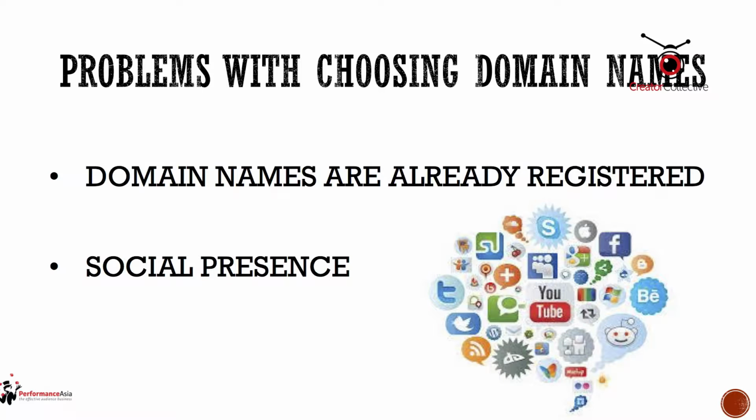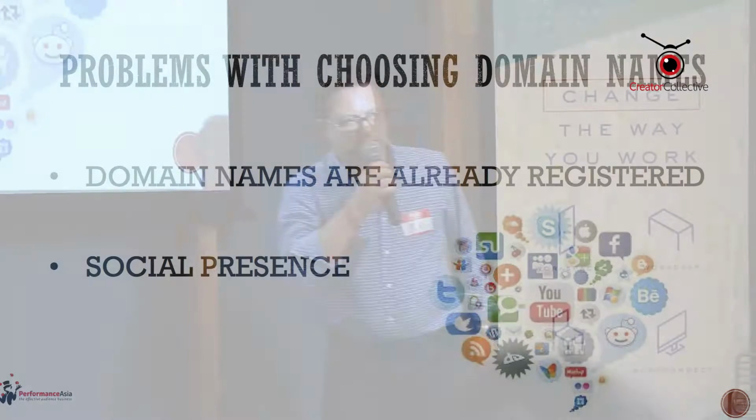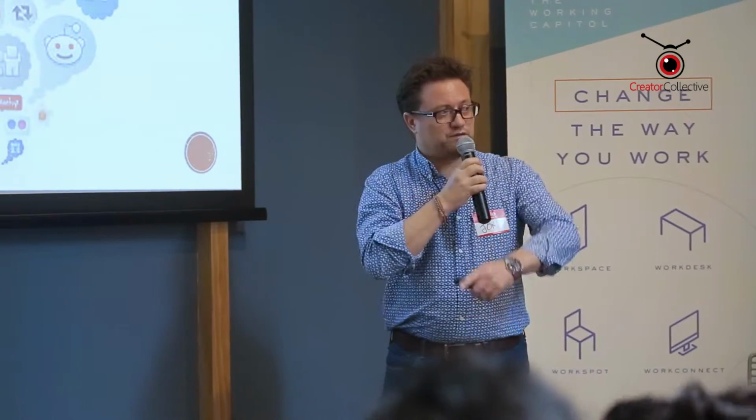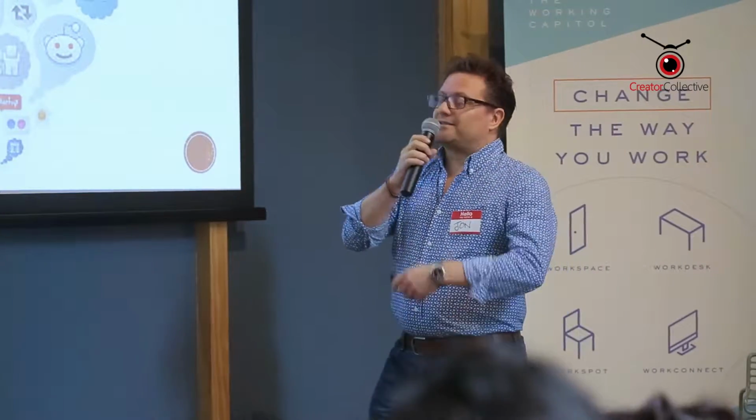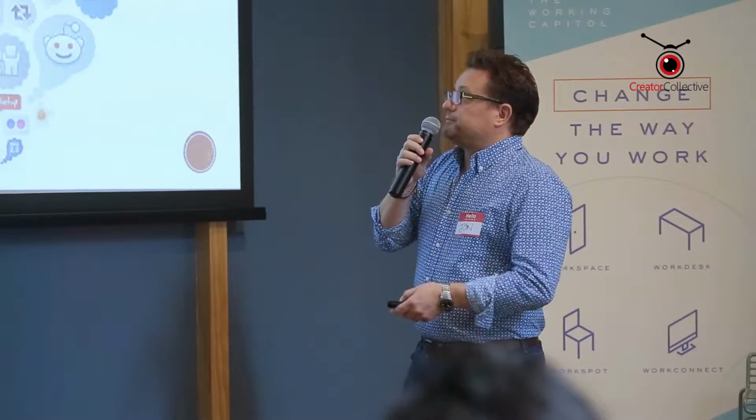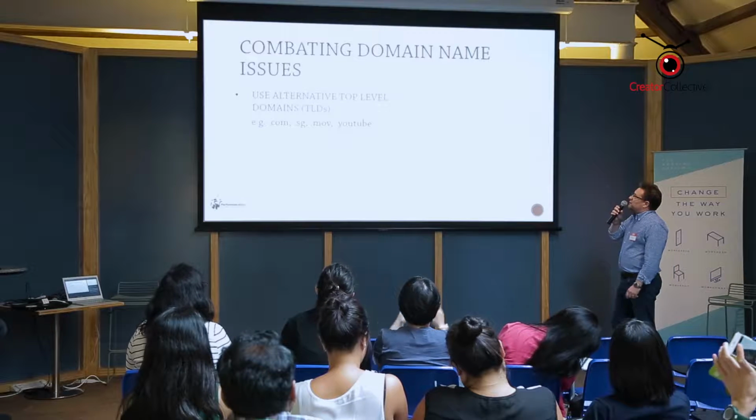The other thing is social presence. It's quite tricky these days if you're launching a website to come up with a domain name that's available as a website, and then you go through to Facebook and you find out someone's got that name, and then Twitter and Instagram. So it is quite difficult sometimes to actually find the domain names that you want. So there are ways of getting around it.